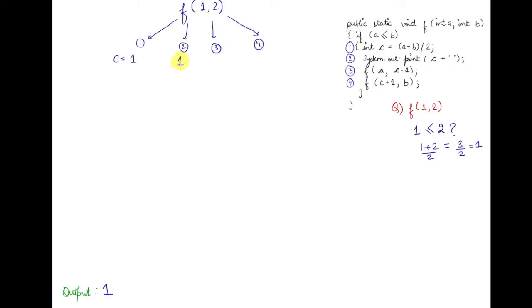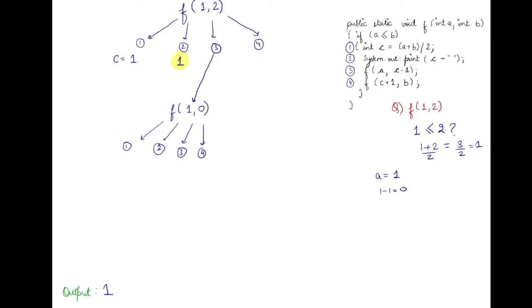The third step is calling a function, and the parameters of this function are a and c minus 1. The a we had was 1, and the c we calculated was also 1. So c minus 1, that is 1 minus 1, which is 0. So the parameters are going to be 1 and 0. Again, since it's a function, it's going to have step number 1, step number 2, step number 3, and step number 4.